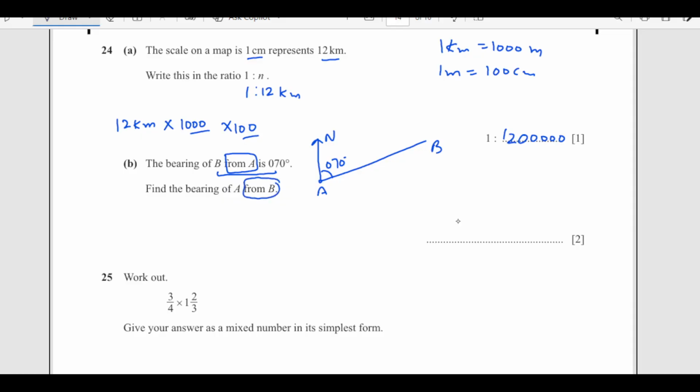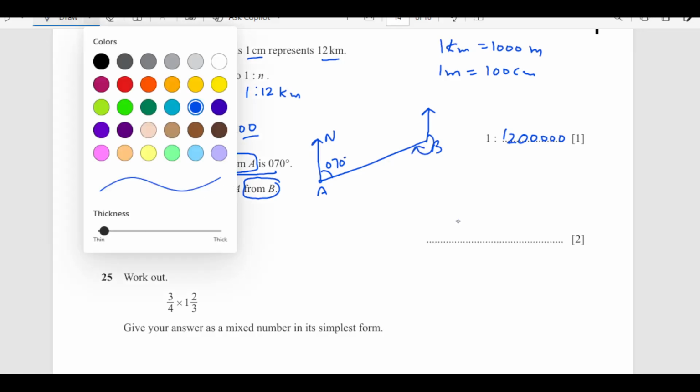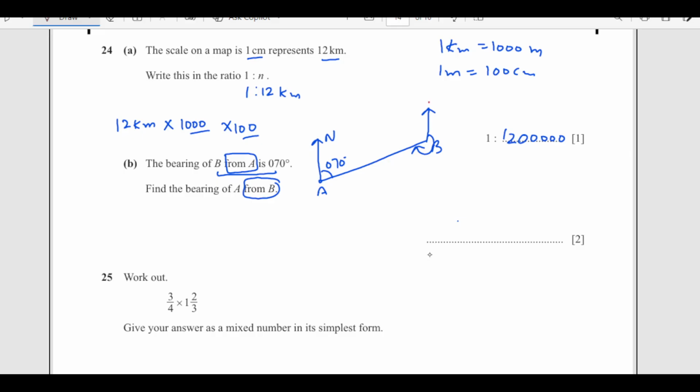When we say from B, I will draw a line at point B. So we are looking for this angle here, right? As this north line and north line, they are parallel, right? So if I draw this line here, that means this angle is also 70, and this whole angle here is 180. So the full angle, the bearing of A from B, is going to be 180 plus 70, which is 250 degrees. So 250 degrees is the final answer, right?